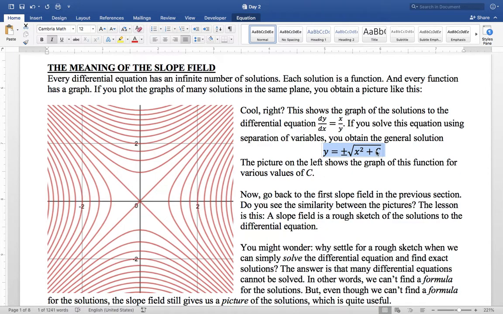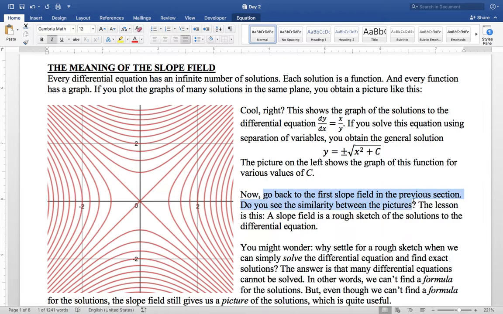If you let c be 0 and take the minus, then you're going to get this straight diagonal line right here. If you let c be 1, and you take the positive sign, then I believe you get this curve right here. Taking different values of c just gives you different curves. So this picture is a graph of every single solution, or at least many solutions, to this differential equation in the same plane.